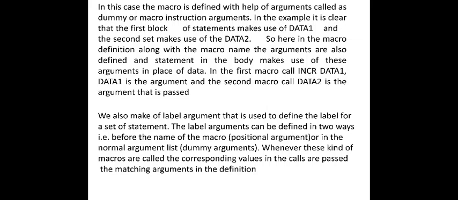Whenever these kinds of macros are called, the corresponding values in the calls are passed to the matching arguments in the definition. In the example, you can see how the 2 different types of macros are used, that is positional and dummy. In this program, in the second line, we have incr, the macro name, followed by ampersand argc. So macro incr has 1 argument. In the calling of the macro, we have incr data 1, which uses data 1 as operand, and incr data 2, which uses data 2 as the operand, and they are expanded as shown at the right end of the program. So I think you're clear about this example.